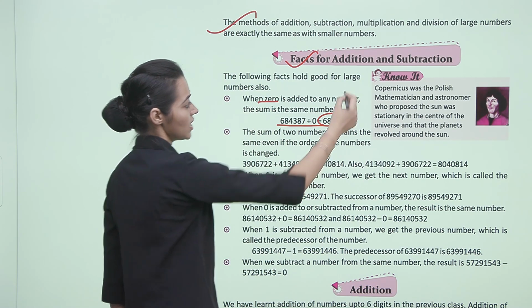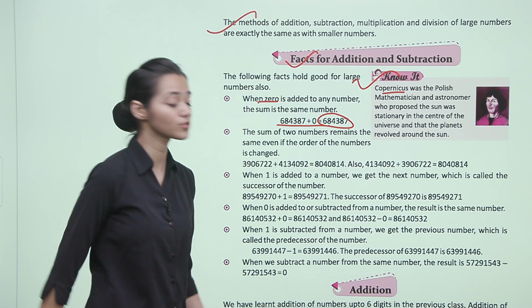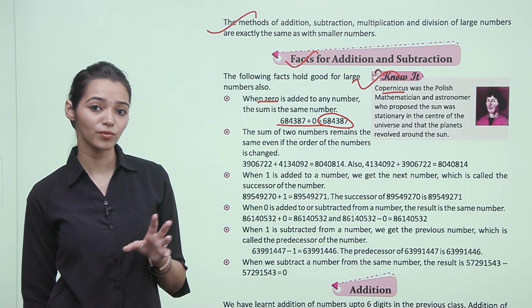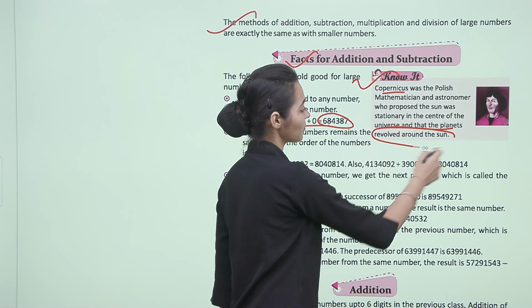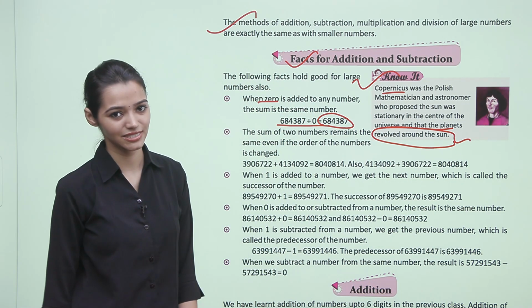exactly the same. Now you know that Copernicus was a Polish mathematician and astronomer who proposed that the sun was stationary in the center of the universe and that the planets revolve around the sun.